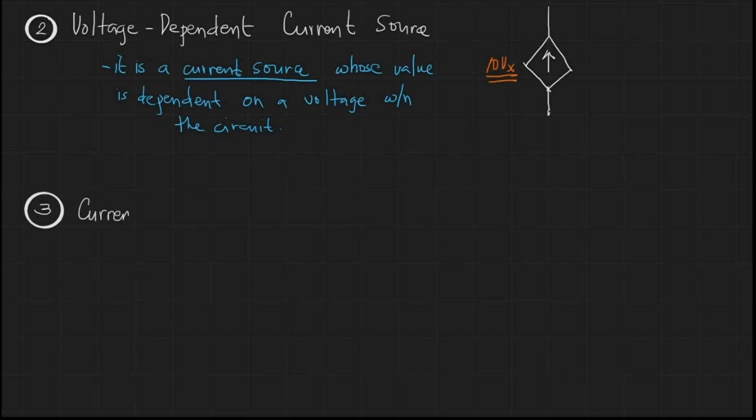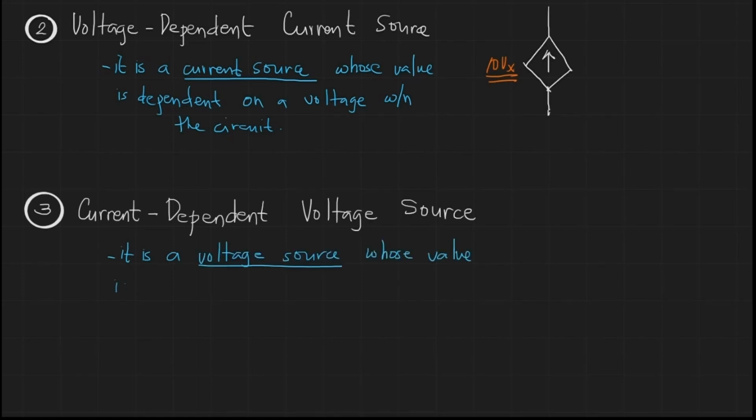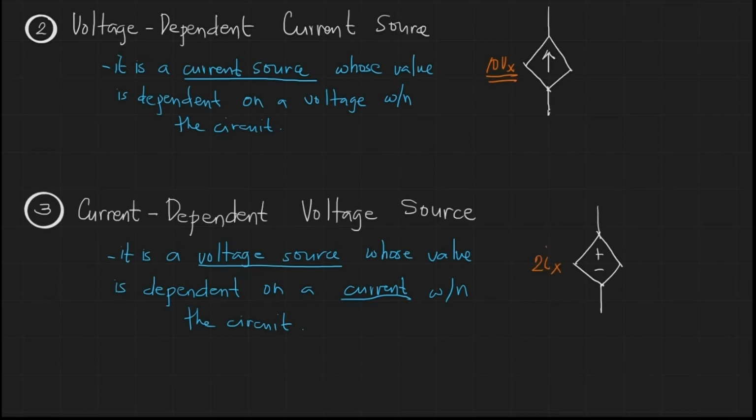We have now the current dependence. So the current dependent voltage source, CDVS, is a voltage source whose value is dependent on a current value within the circuit. Since it is a current dependent voltage source, again, diamond ang ating gagamitin, the value will be dependent on a parameter within the circuit that is a current. So in this case, we have 2Ix. The 2Ix means that the voltage value of this particular source will be twice or 2 times whatever the value of Ix is.